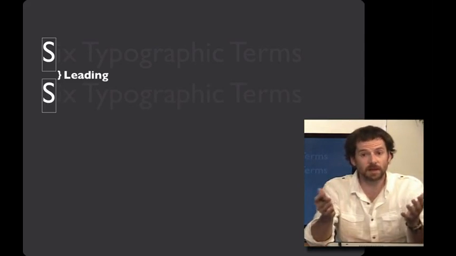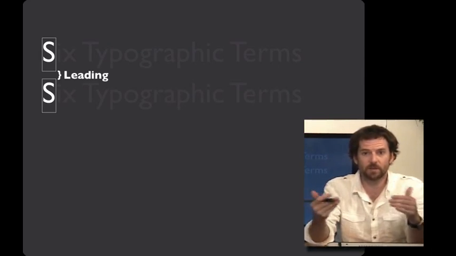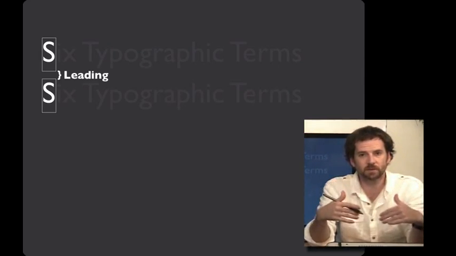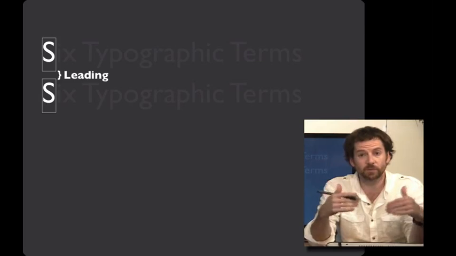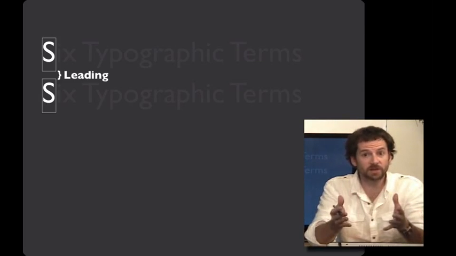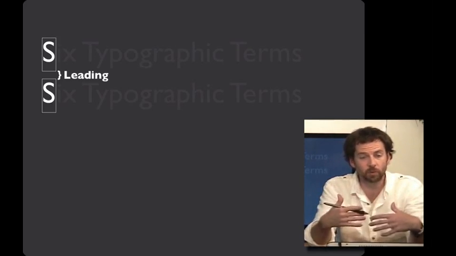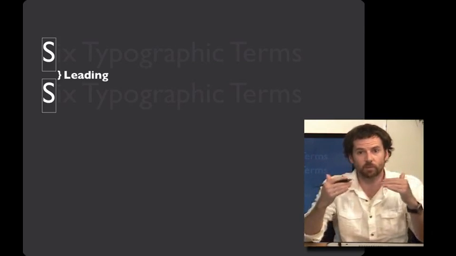Our second term is leading. If we have solid blocks of lead type that form the letters, the spacing that we get between the lines was achieved by putting thin strips of lead in between the lines, and that was called the leading. It's customary to have 20% of your font size as your leading, and so if in your word processor you set 10-point type, it will usually automatically add an extra 2 points of spacing to put 12 points in between each line.